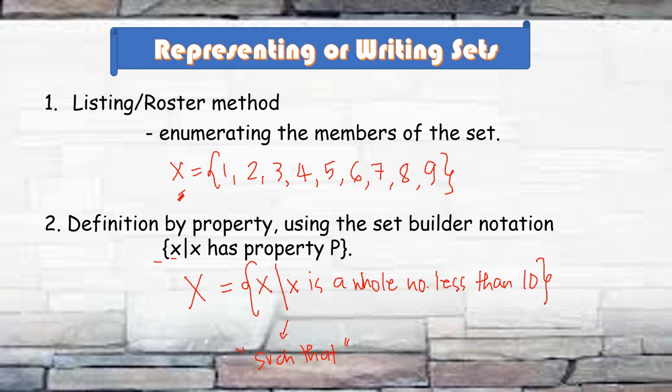Okay? Again, in the first one, you just enumerate the members, which we called the listing or roster method. In the second representation of sets, we have the definition by property. So you just describe what the members of the set are, and you will just use this X such that X. Okay? So, I hope you understand this part.